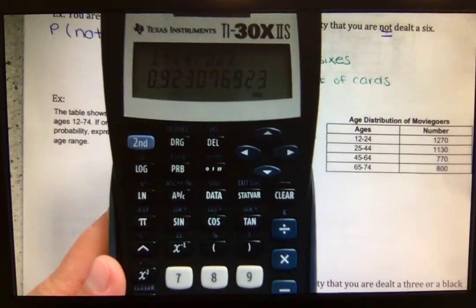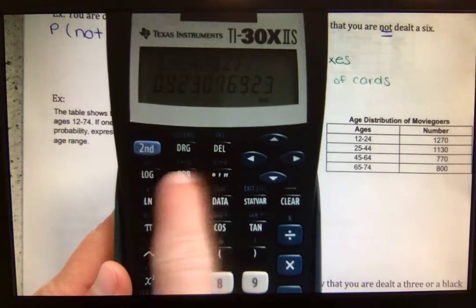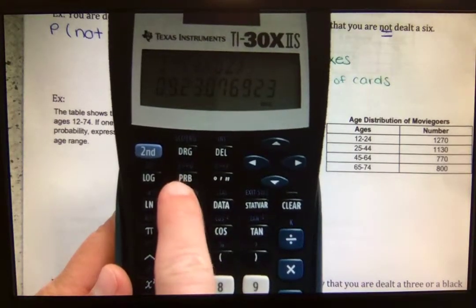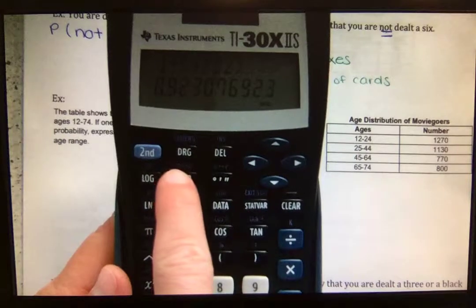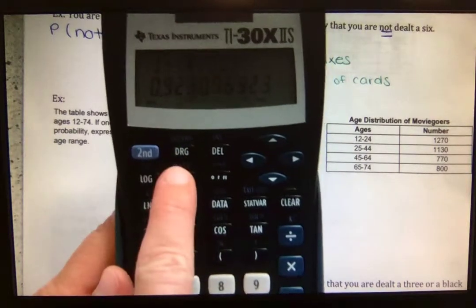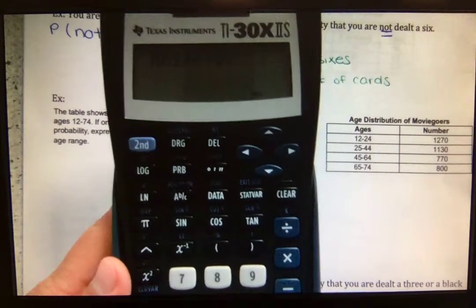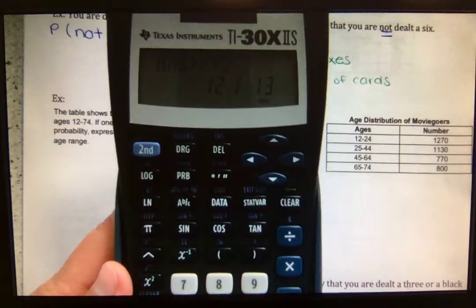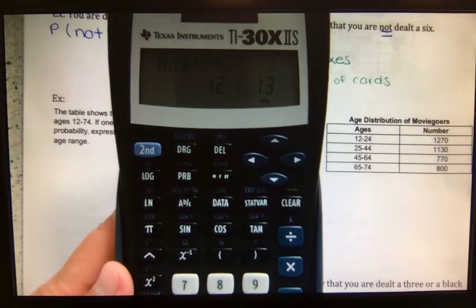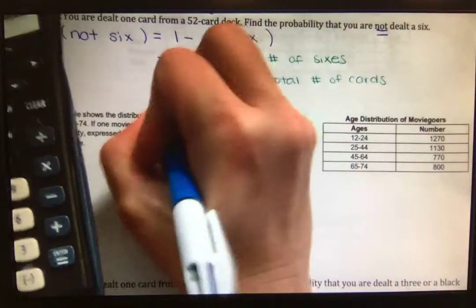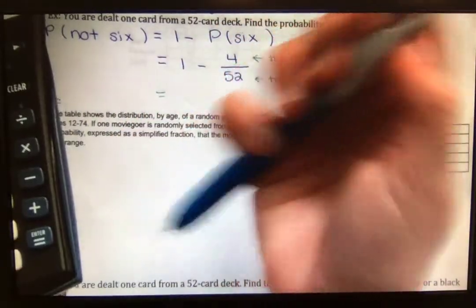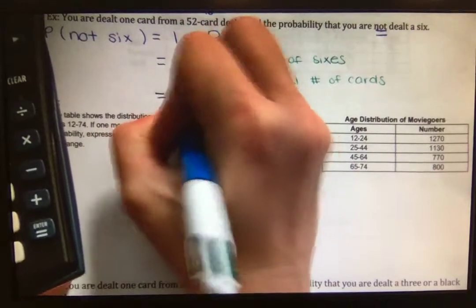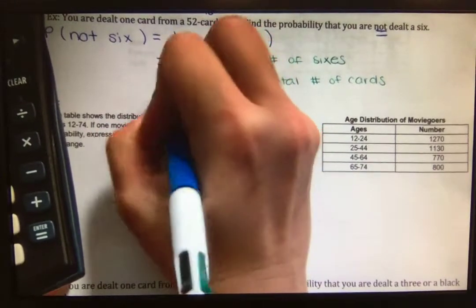Okay, and then turning that into a fraction. So remember, above the PRB button it says fraction of decimal. So second, fraction of decimal is taking our answer and changing it from a decimal to a fraction. Boom, 12 over 13, final answer. So our final answer is 12 over 13.